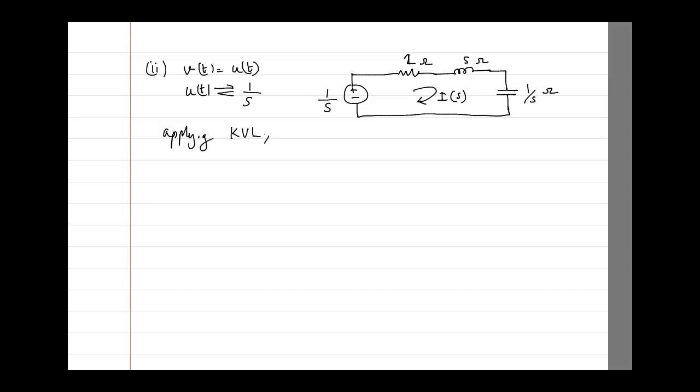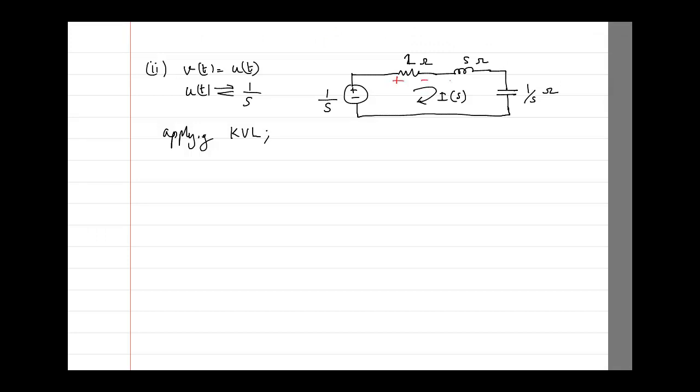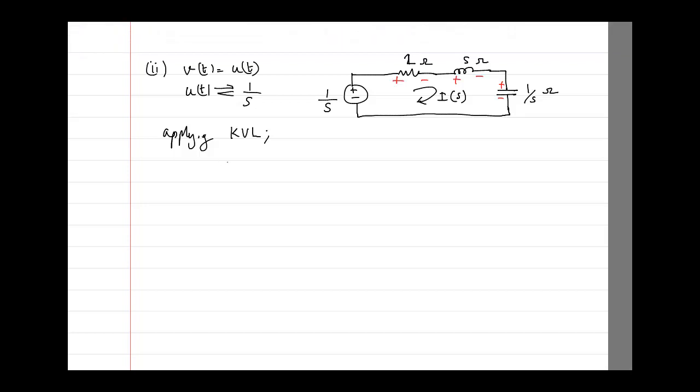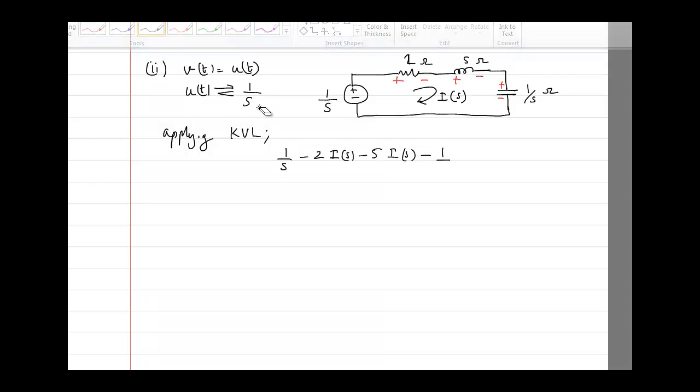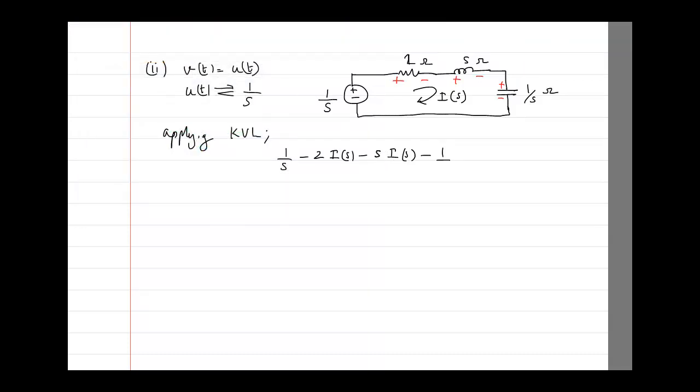KVL. So if I apply KVL, again I will have to write the front of the element, back of the element, what are the polarities. So from this, if I am going to choose just front of the element, then I can write 1 by s minus 2 minus s minus 1 by s into I of s is equal to 0. I always confuse between s and 5. Okay, so this is s, and this is 1 by s into I of s is equal to 0.